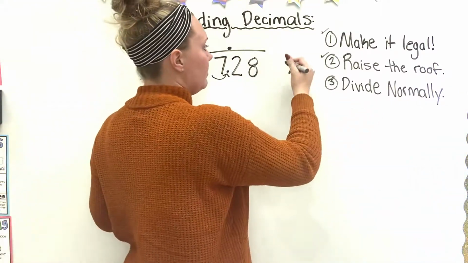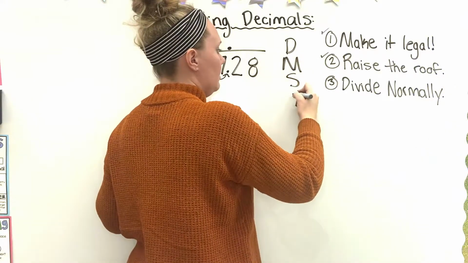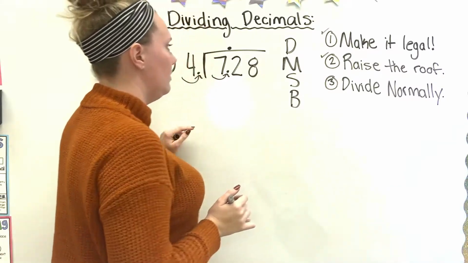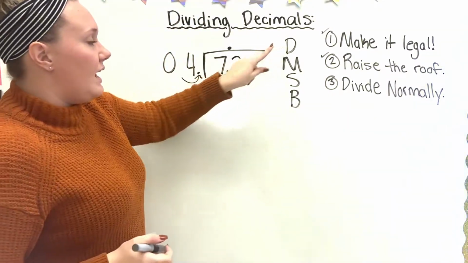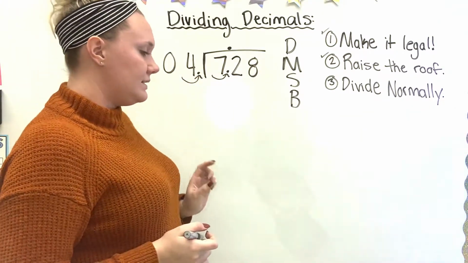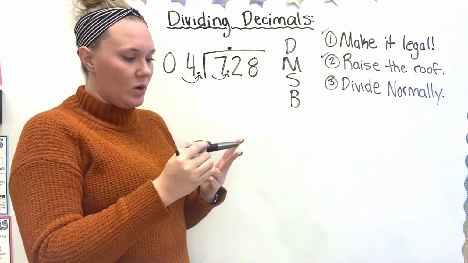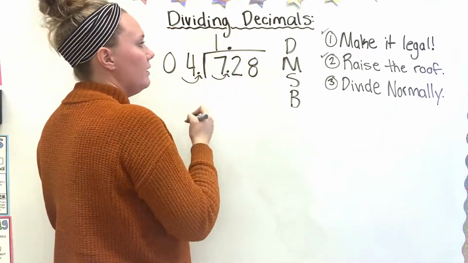So I'm going to put my little steps down through here. Divide, multiply, subtract, and bring down. Does Miss Simonis bite? All right, now I'm just going to divide normally. So my first step is to divide. I have to think, how many times will 4 fit into 7? Let's see, 4, 8. 2 times is too many. So that means it just fits once. So I'm going to put a 1 up there. I've divided.